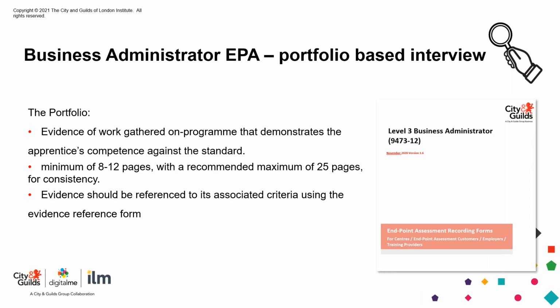The evidence of that work gathered on programme should be the apprentice's best pieces of work and should be as holistic as possible. And the portfolio should be a minimum of 8 pages and a recommended maximum of 25 pages. What's important to note is that in the assessment plan, not the new assessment plan, this is the old one that the majority of you are currently working towards, the method of assessment carries a 40% weighting.